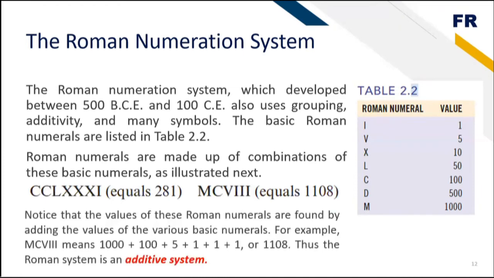Notice that the values of these Roman numerals are found by adding the values of the various basic numerals. For example, in MCVIII, it means M for 1,000 plus C 100 plus V 5. Then yung III ay 3. So, ang equivalent nun ay 1,108. Thus, the Roman system is an additive system.